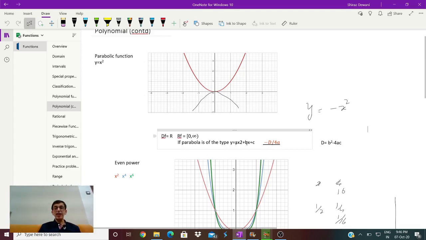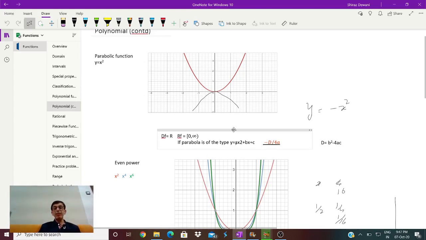ax square plus bx plus c, then the limiting value would be minus D upon 4a, where D is equal to b square minus 4ac. From this equation you find out what D is. This is your b, this is a, and this is c. So D is the discriminant. So the limiting value is minus (b square minus 4ac) upon 4a, and the other value would be infinity.